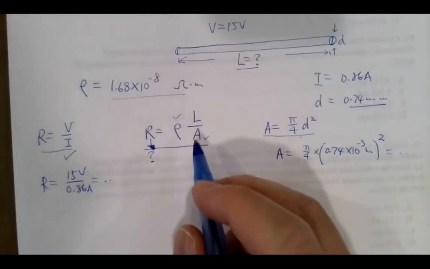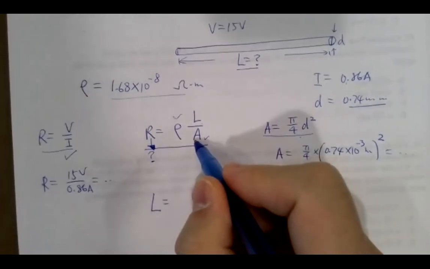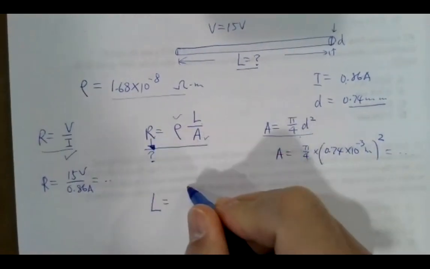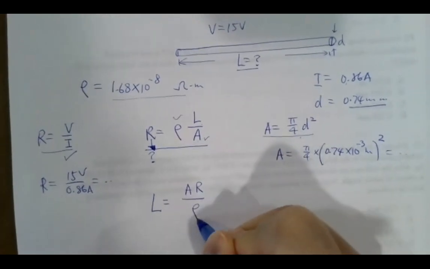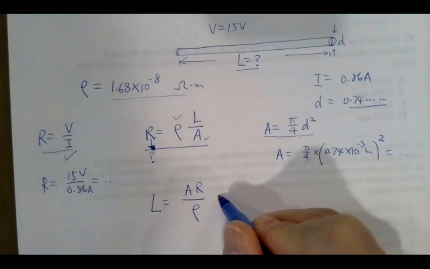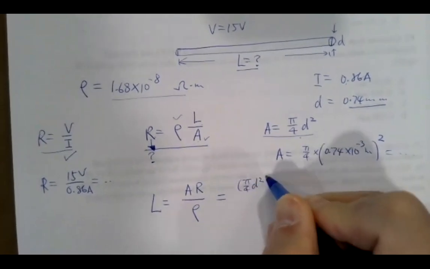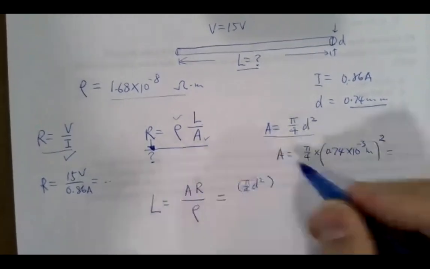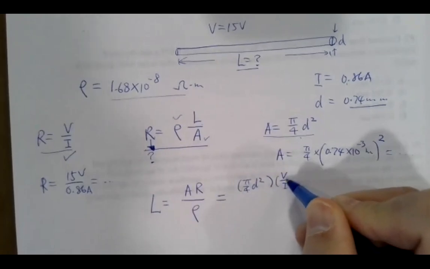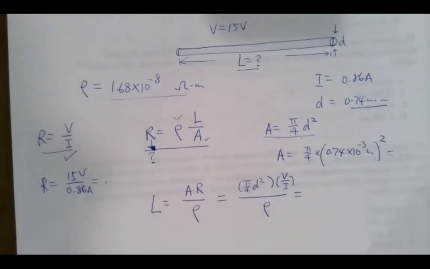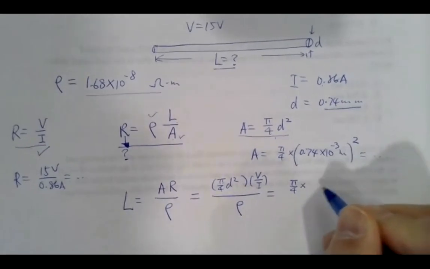Then you can calculate your L. From there, L is equal to, you'll have to move this to the other side, A times R divided by rho. So I did this first: I put pi over 4 D squared as my A. For my R, I did V over I, and then divide by rho. That's usually what I like to do. I just plug in the numbers at the end here.